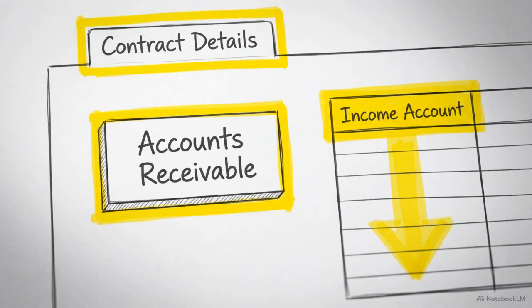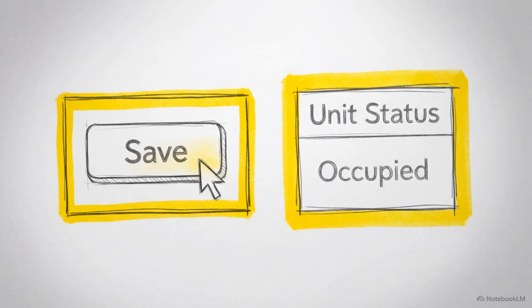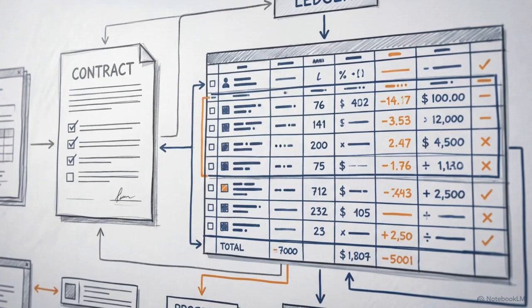Move to the Contract Details tab to link this agreement to your general ledger. Select the Accounts Receivable account. This tracks the total contract value owed by the tenant. In the Income Account column, choose the account for the first month. The system immediately copies that selection down for all remaining months. Click Save. The contract is now active, and the unit status automatically updates to Occupied. Mapping specific ledger accounts directly inside the contract window keeps your financial reports synchronized with real-world property operations.